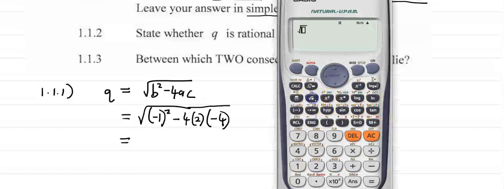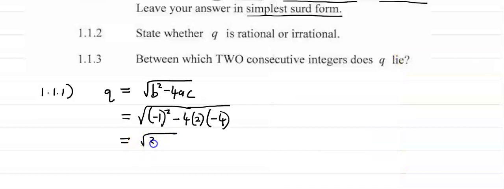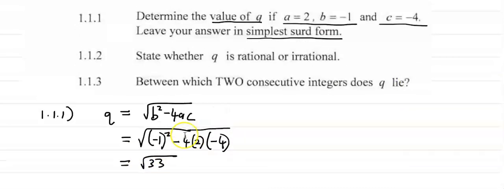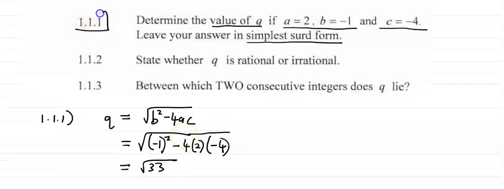So in our calculator now, let's use brackets whenever we are substituting: (-1) squared minus 4, and here we got 2. There is -4 minus 4 equals the square root of 33. So our answer, we're leaving it in the third form. The third form is the root form, square root of 33. Okay, so the first question now is done.